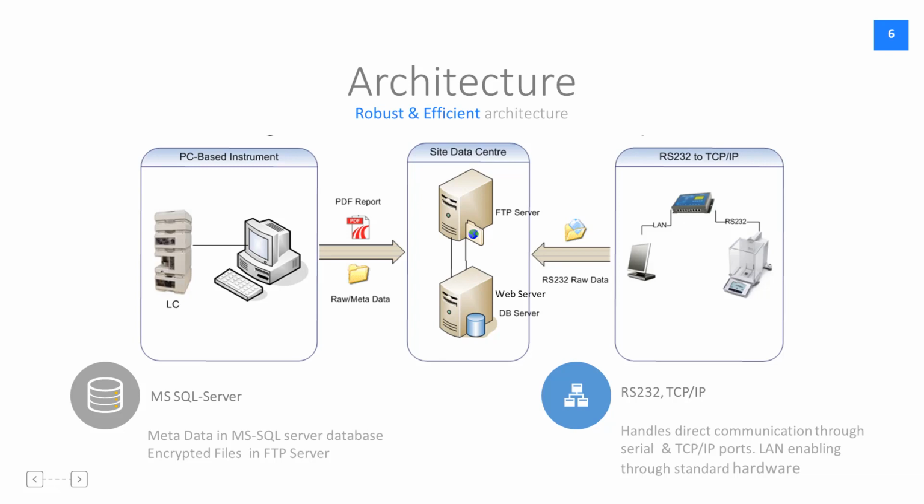On the right side, you could see standalone instruments like balance, pH meters, titrators. These are small instruments which normally have a serial port or a LAN port available. You can connect the serial devices via serial to TCP/IP converter hardware boxes. On one side, the instrument serial port is connected. On the other side, the converter is connected to the LAN port.